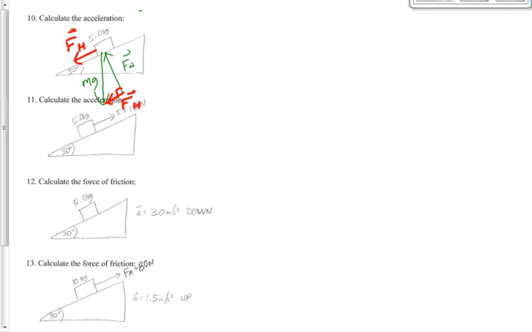Somebody, I can't remember who, asked me this question: when we say F net is equal to the sum of the forces, we don't have to put in Fn and Fg. Is that person right? Do we have to put in Fn and Fg? Yeah, we do, right? So why don't I have it put in there? Yeah, we already have them in.